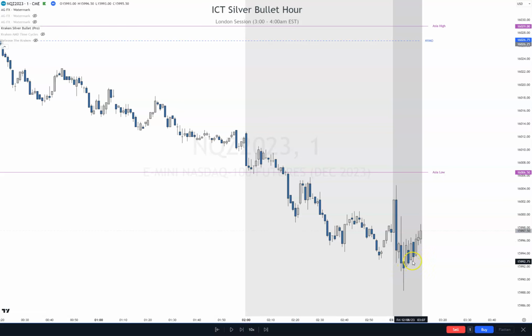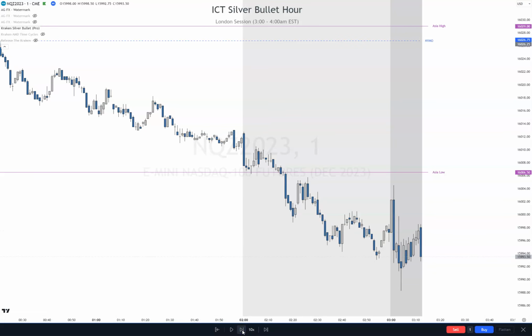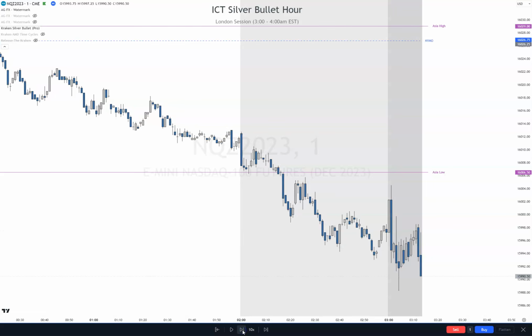It's kind of a nice little phantom trend line there. Oh, and it just got broke. Look at this trend line, traders. Look at that.